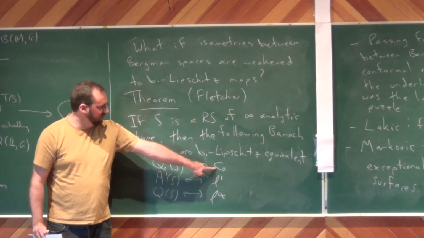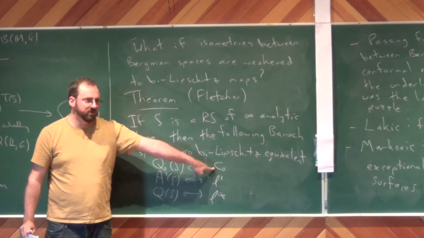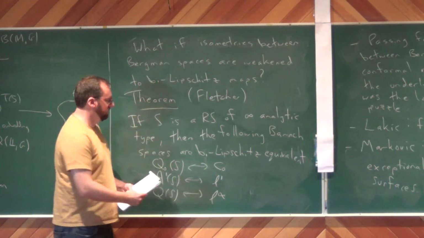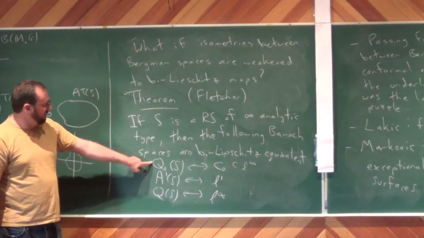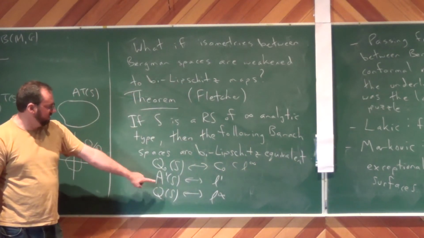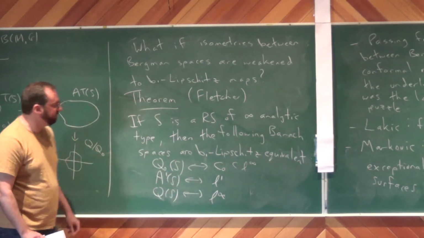So C0 here, its double dual is this, so C0 sits inside n infinity, and those are the sequences that go to 0. And it's good that the Banach dual of this is this, and the Banach dual of this is that.